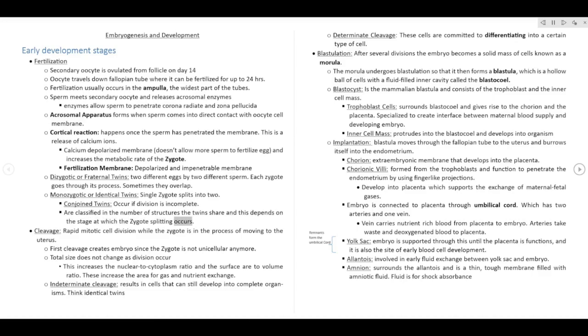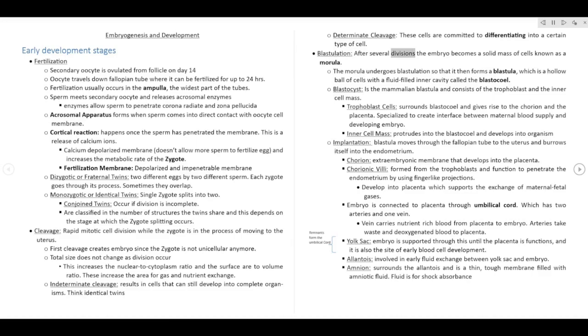splitting occurs. Cleavage is rapid mitotic cell division while the zygote is in the process of moving to the uterus. The first cleavage creates an embryo, since the zygote is not unicellular anymore. Total size does not change as divisions occur. This increases the nuclear to cytoplasm ratio and the surface area to volume ratio, which increase the area for gas and nutrient exchange. Indeterminate cleavage results in cells that can still develop into complete organisms. Think identical twins. In determinate cleavage, these cells are committed to differentiating into a certain type of cell.